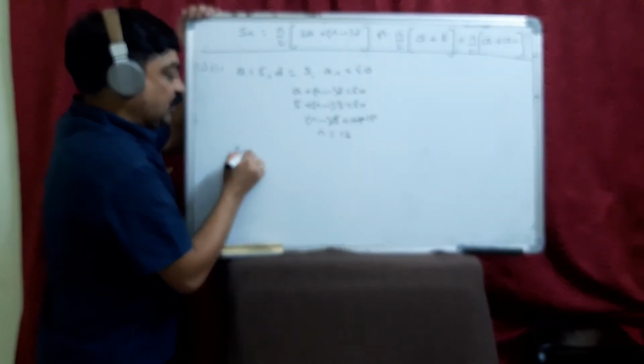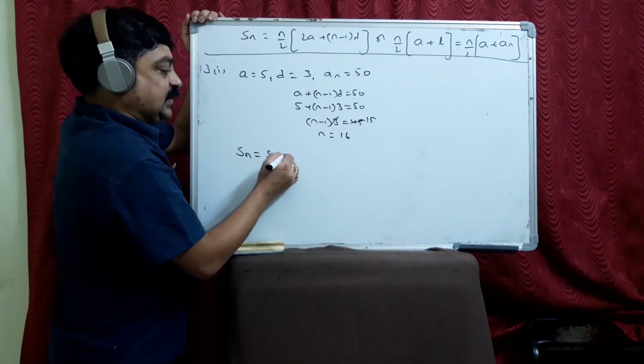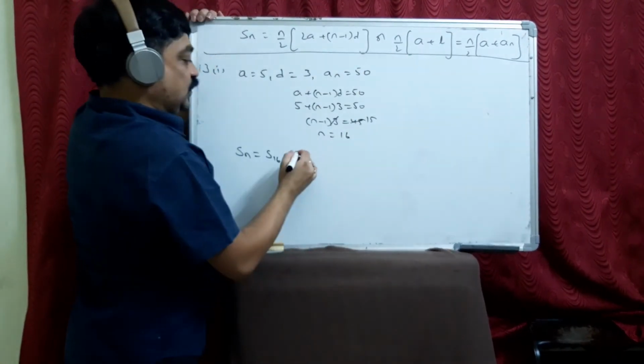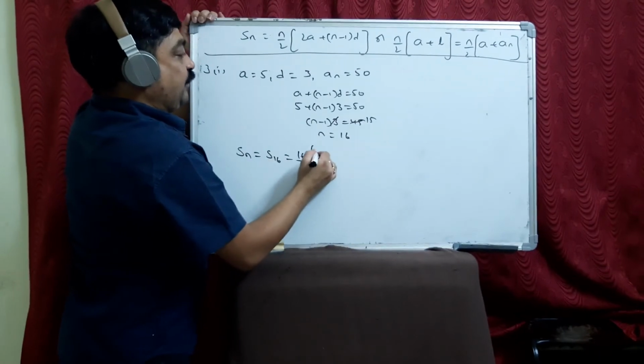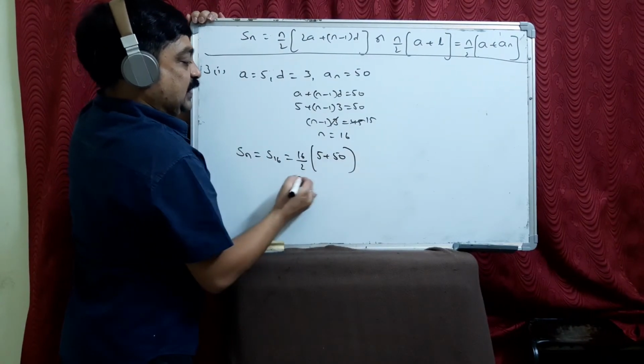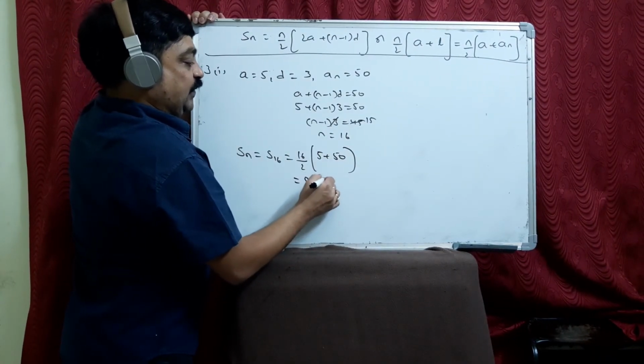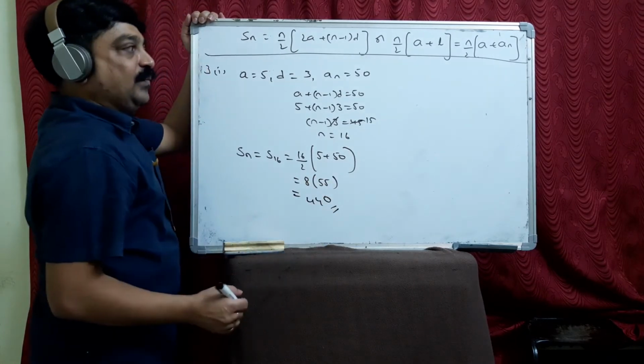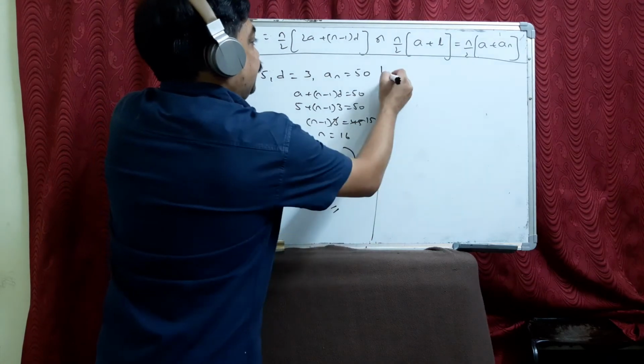After getting N, you have to find out SN or S16 using this formula. Or this formula is better. So 16 by 2, first plus last. So 8 into 55, 440. Okay. In the same way, next question.